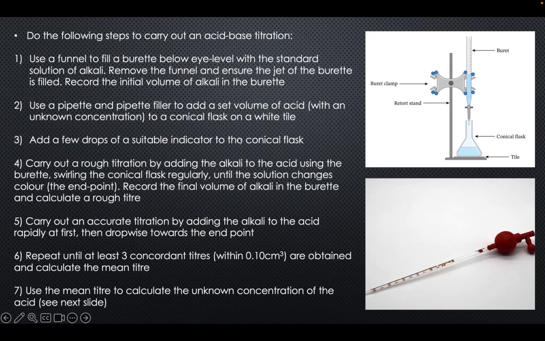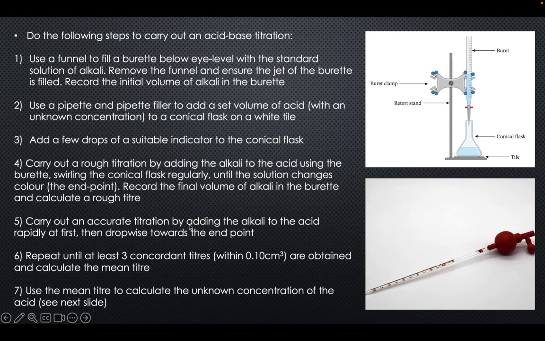Universal indicator wouldn't be suitable because its colour change would be too gradual, which means we couldn't accurately determine the endpoint of the reaction. We then carry out a rough titration by adding the alkali to the acid using the burette, swirling the conical flask regularly until the solution changes colour, so that's the endpoint. We then record the final volume of alkali in the burette and calculate a rough titre. We do that by subtracting the initial volume from the final volume. So final volume minus initial volume will give us a titre.